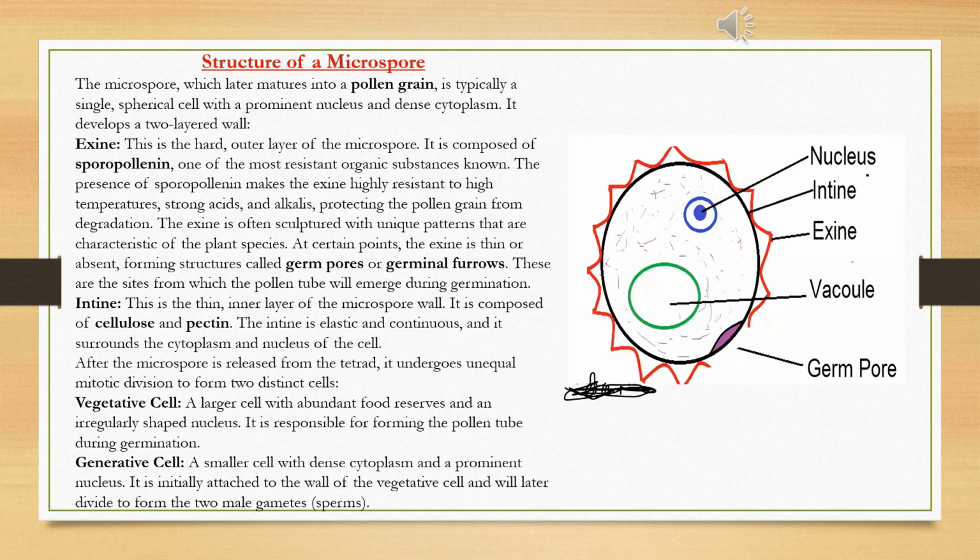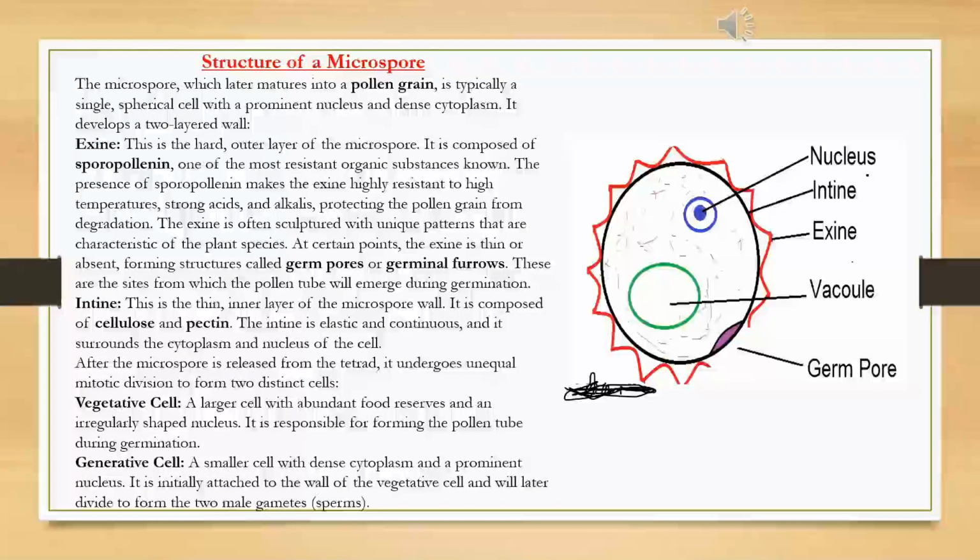The next one is the vegetative cell, a larger cell with abundant food reserves and an irregularly shaped nucleus. It is responsible for forming the pollen tube during germination.